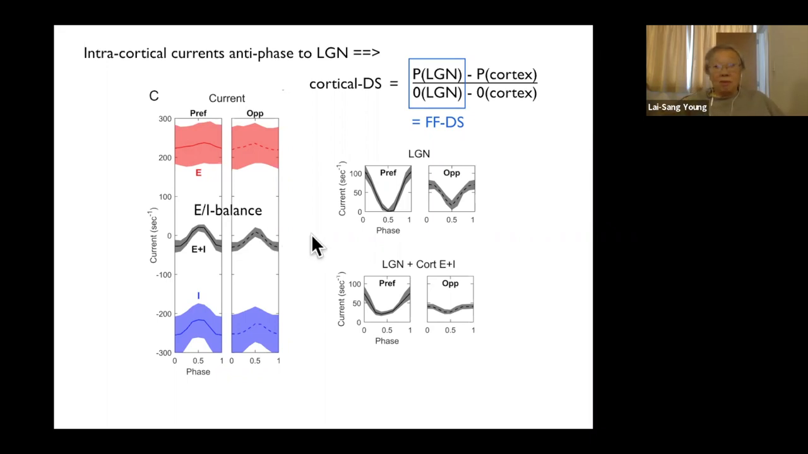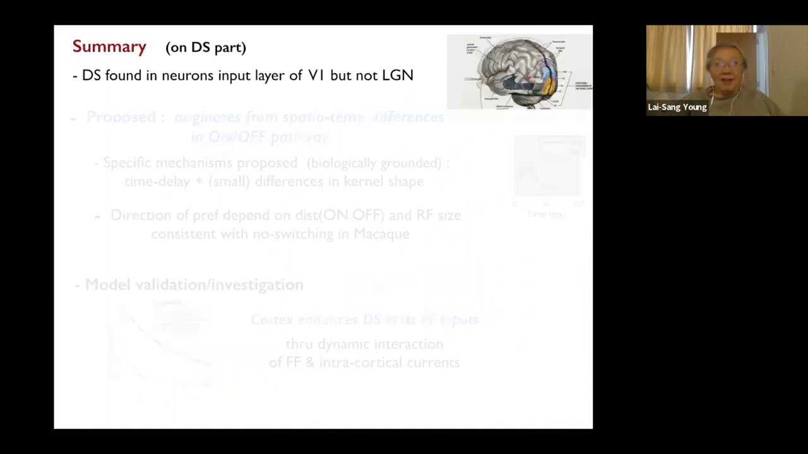So what this says is that cortex magnifies its direction selectivity, not by enhancing anything in the preferred direction, but by making the denominator smaller. Okay, so summary, on the DS part. So direction selectivity, and this is the newer part of the results, the rest of the stuff is not so new. Direction selectivity is found in neurons in the input layer of V1, but not in LGN.